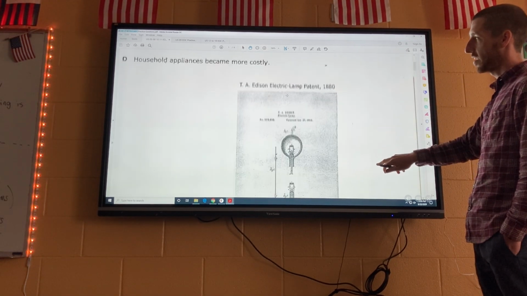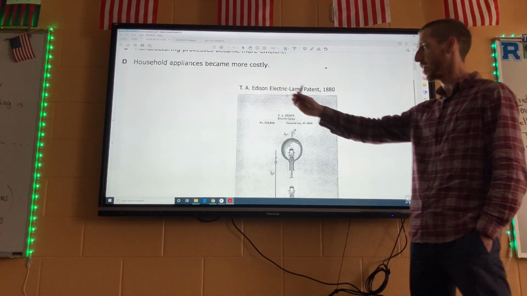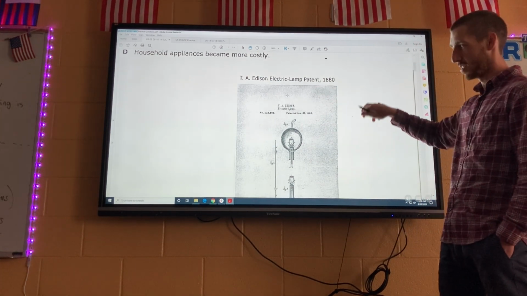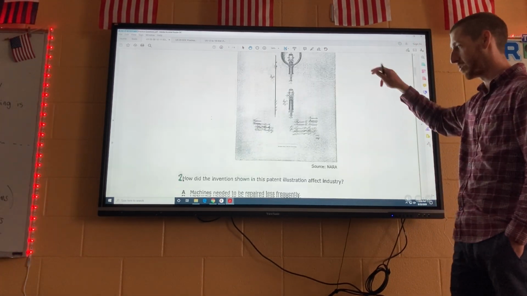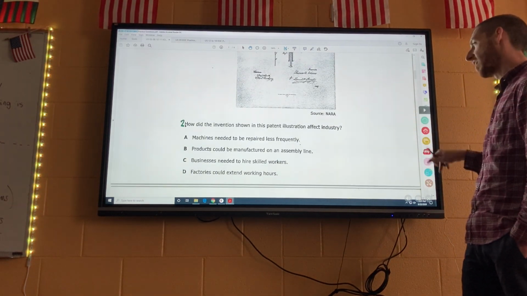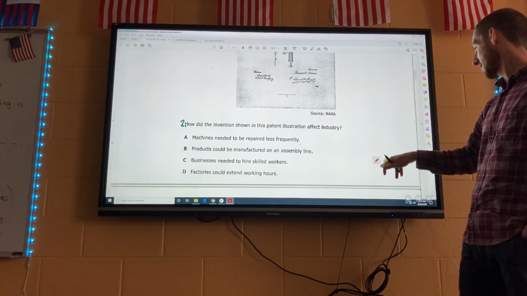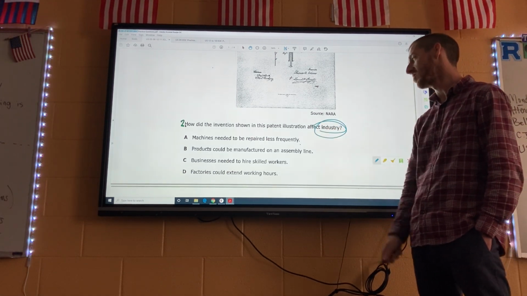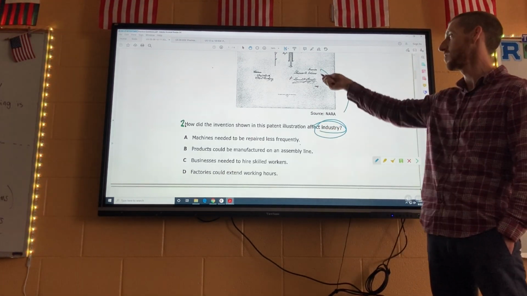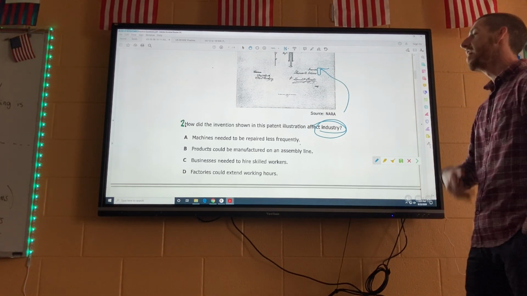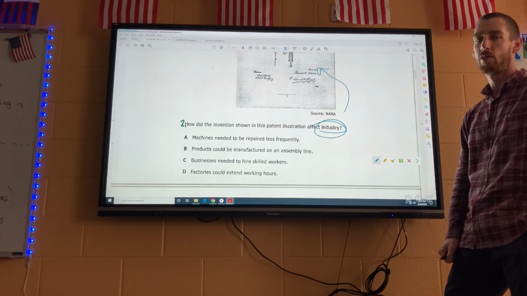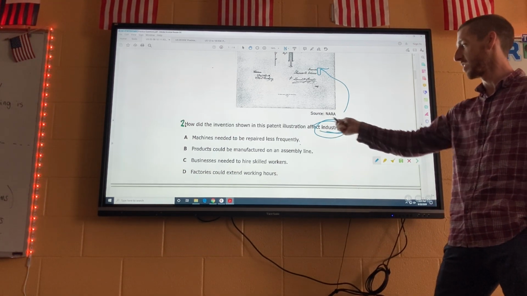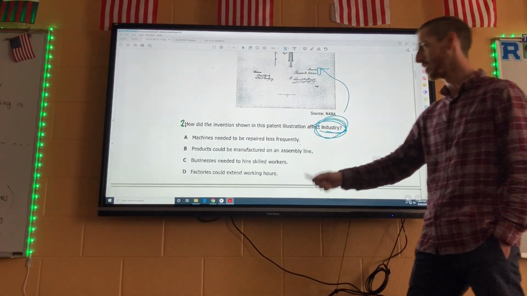All right, here's what we got here. T.A. Edison. If you know Edison, you know that this is a light bulb and it says electric lamp patent. So you know this is a light bulb, and it looks like a light bulb, just kind of old school. So number two, how did the invention shown in this patent illustration affect industry? Okay, so we're looking for something that has to do with factories and something that has to do with the light bulb up above. If you know that light bulbs you turn on at night, and you're looking for something that has to do with factories, it's going to be D.